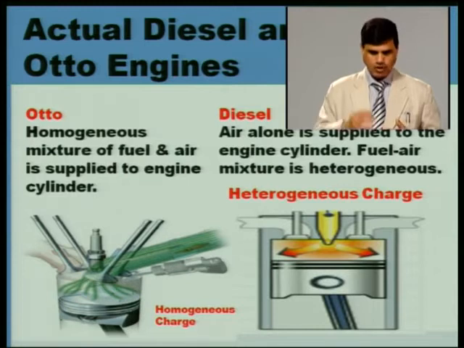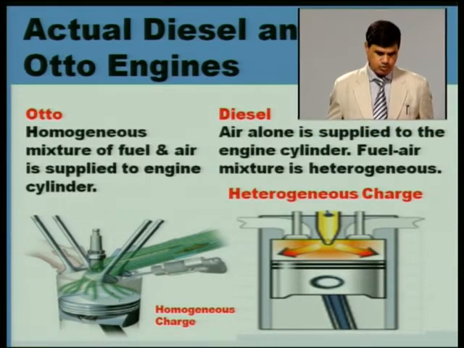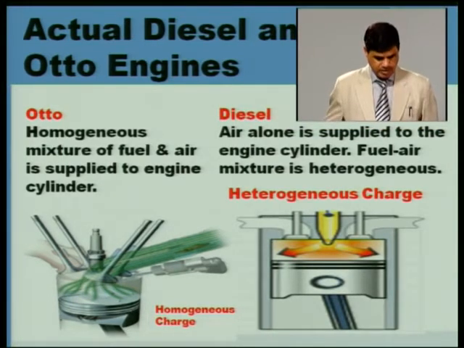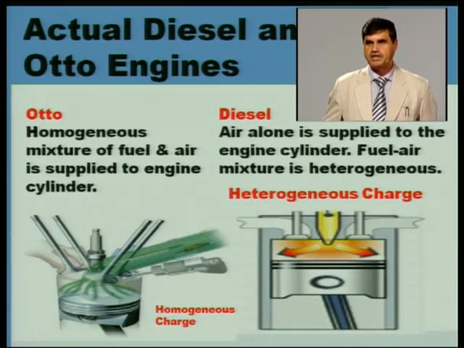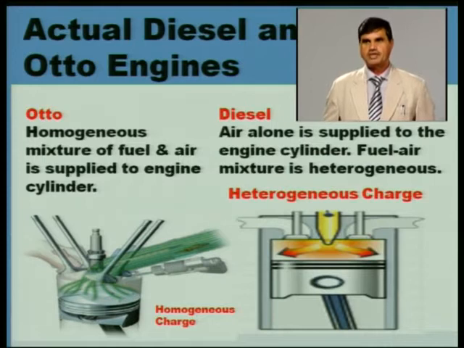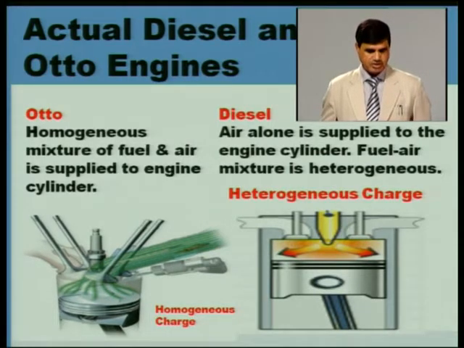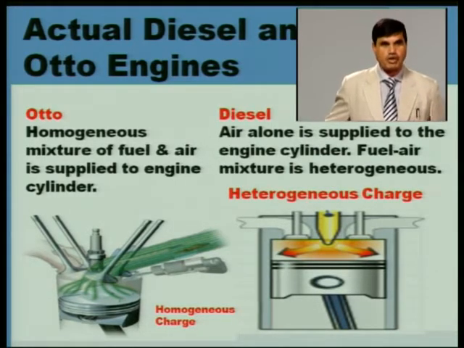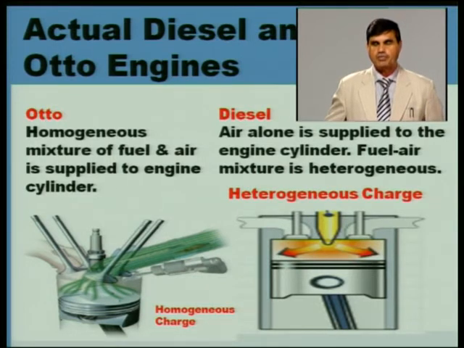Another difference which we observe from here, I am comparing the Otto and the diesel cycle. In the case of the Otto cycle, the green mixture which is indicated here is a homogeneous mixture. Homogeneous means outside the cylinder, with the help of a carburetor, air and petrol have been mixed properly, and then supplied during the suction stroke.